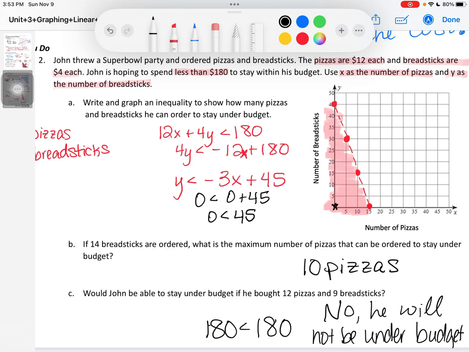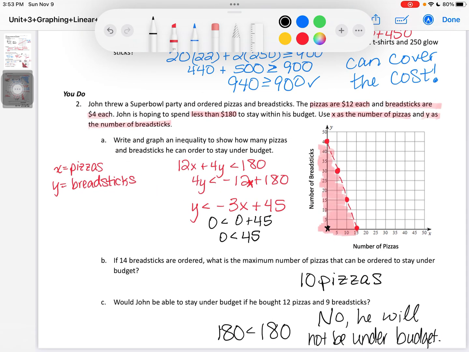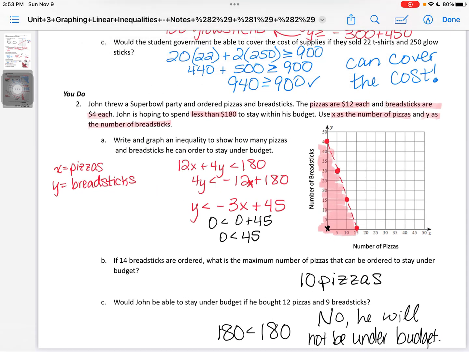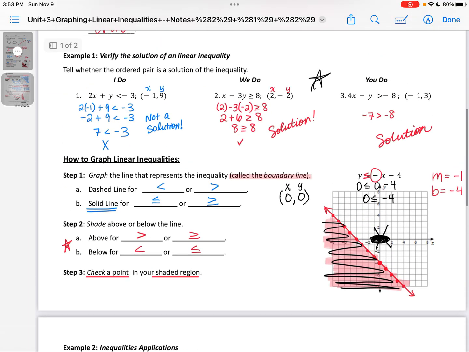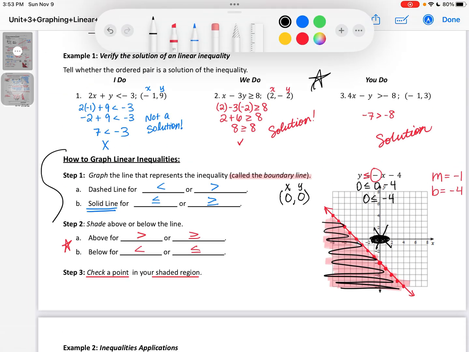There are no word problems on your homework for today. It's really just all about graphing. So please make sure that you use this information here to help you with your graphing. Remember dashed line, solid line, and whether you're shading above or below.